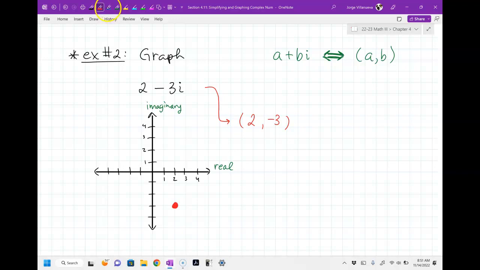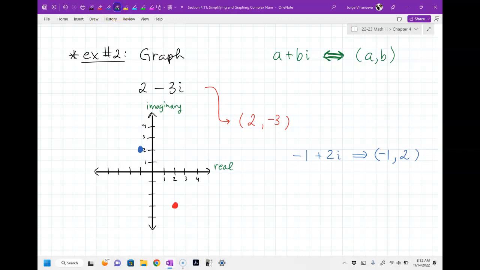So what if I gave you, let me change this here. What if I gave you a number negative 1 plus 2i? How would you rewrite that as a point? All right, (negative 1, 2). And if I asked you to graph it, you would put it right there. Negative 1, 2. Okay, let me give you about 10 seconds to try to figure out where to put the next one.